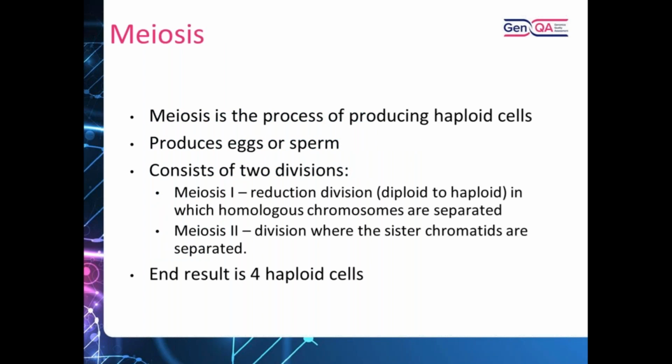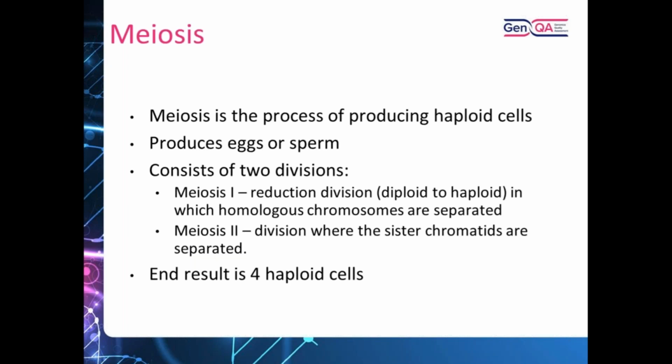So I'm going to cover meiosis. As you know, humans are a diploid organism with our cells carrying two copies of each of the chromosomes. And meiosis is the process required to produce eggs or sperm because these are haploid cells carrying only one copy of each chromosome. The diploid complement is then reinstated when the egg is fertilized by a sperm.